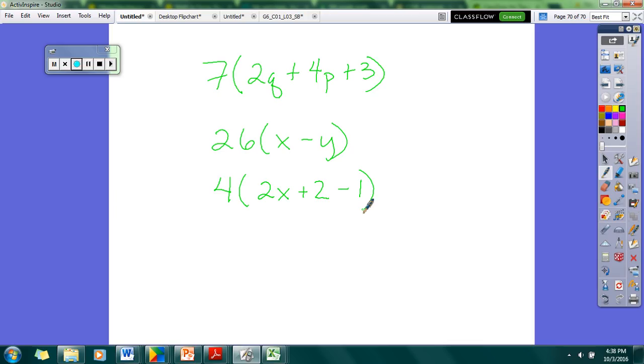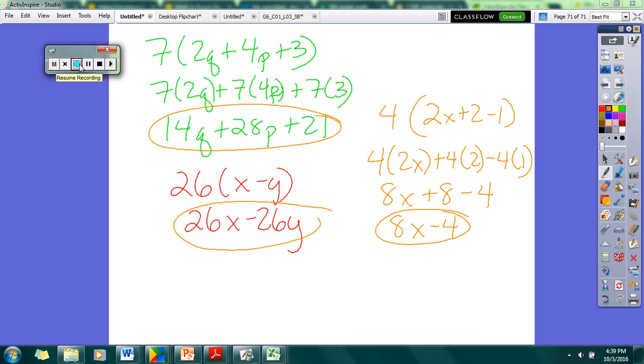Why don't you pause the video now and try these out, and then I'll go over them with you. Okay, here are the problems solved. So I took 7, distributed it to the 2q, then distributed it to the 4p, then distributed it to the 3. My final answer is 14q plus 28p plus 21.